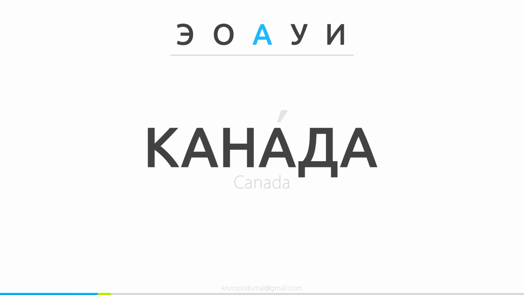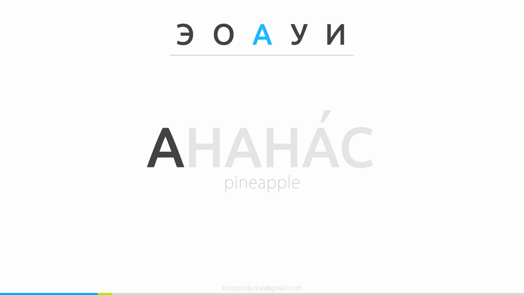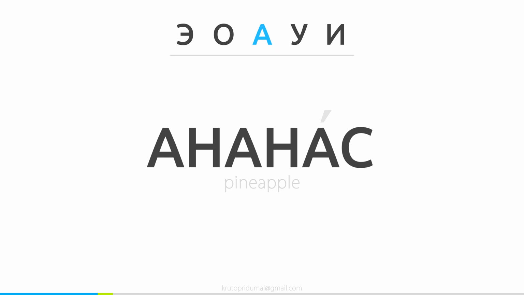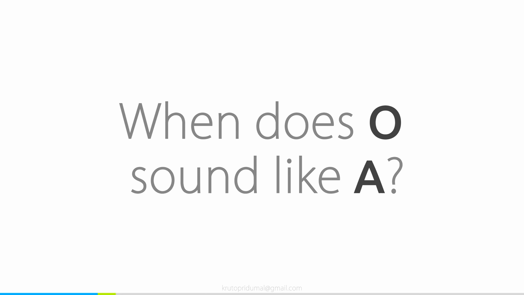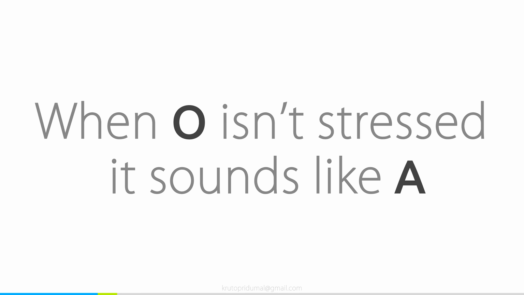Now this one is A. It always sounds the same. Canada, Canada. Or like in ananas, ananas. Or in macaca, macaca. Always the same, nothing to talk about. The real question is, when does O sound like A? It's a simple rule. When O is not stressed, it is pronounced like A.